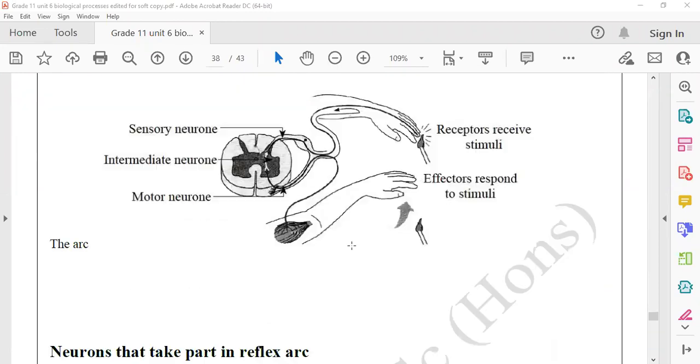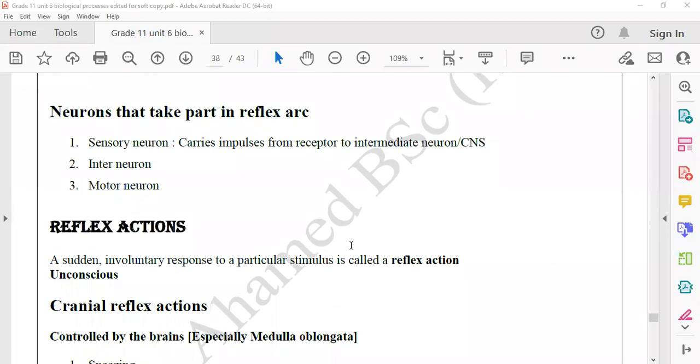Fine. So, the reflex arc is over. In the reflex arc, how many neurons are involved? Three neurons. The intermediate neuron can also be called an interneuron. What is the function of the sensory neuron? Carrying impulses from the receptor to the intermediate neuron, or the central nervous system.